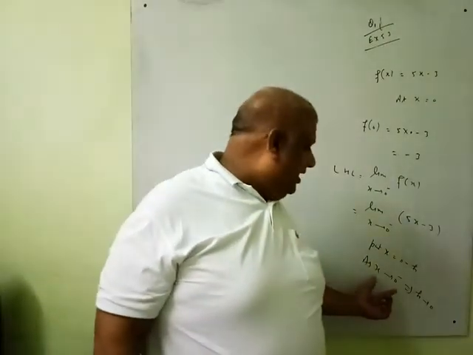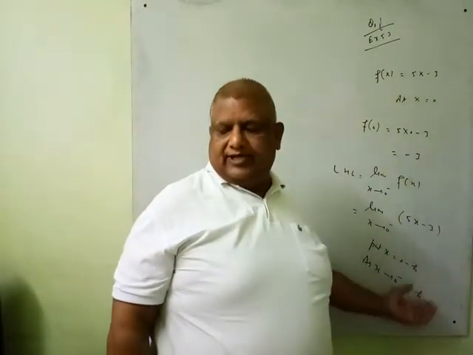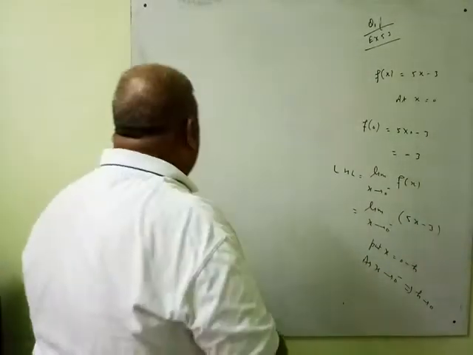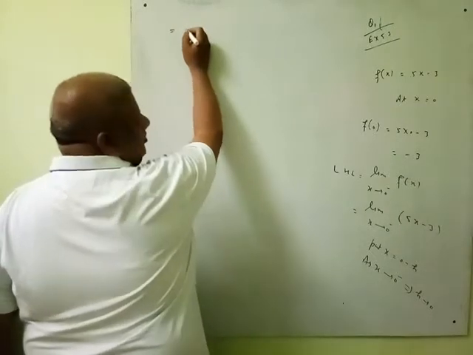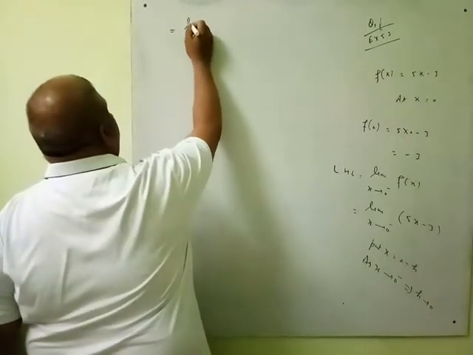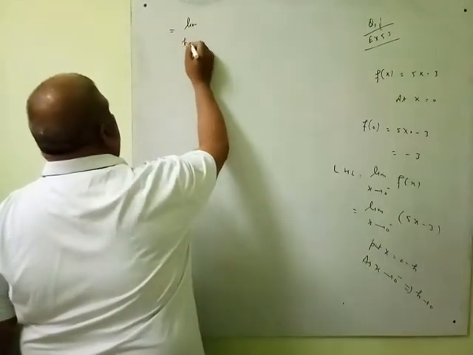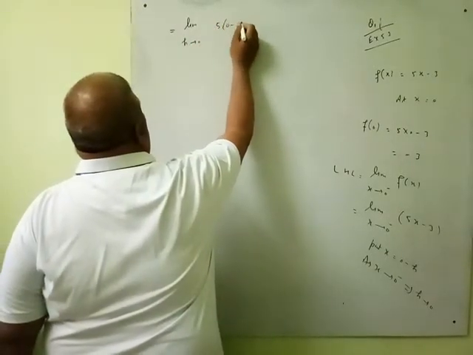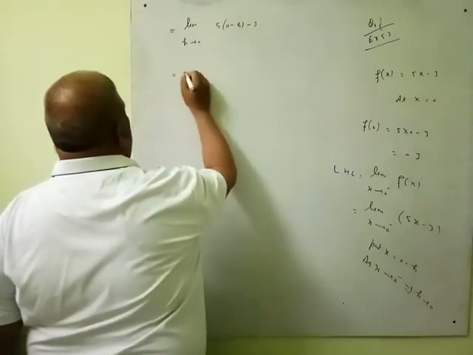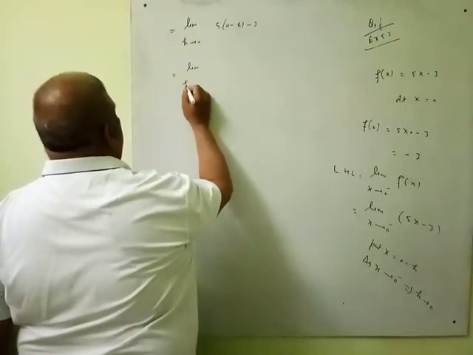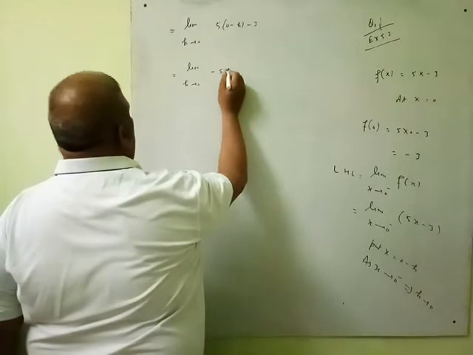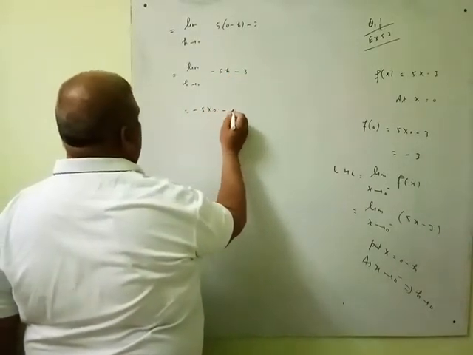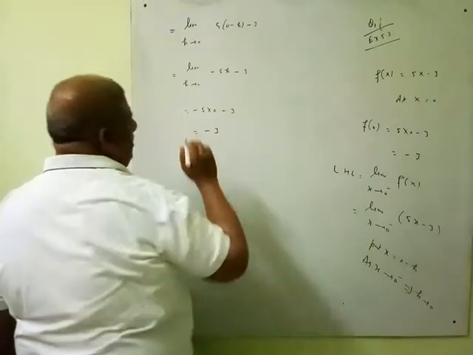As we reach 0 from the left side, what will h become? h will approach 0. Therefore, it will become limit h tends to 0, 5 into 0 minus h minus 3. Limit h tends to 0, minus 5h minus 3. Minus 5 into 0 minus 3. It is minus 3.